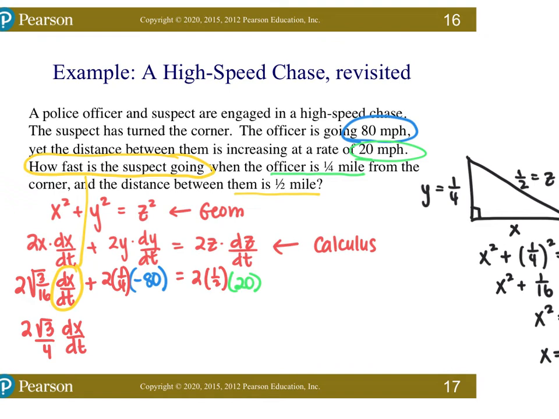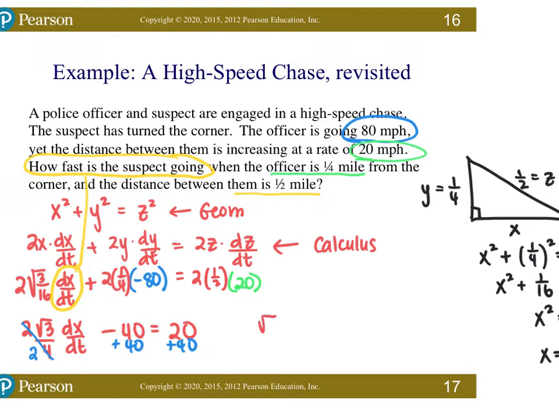And we can reduce the 2 and the 4. Then we've got minus, so 2 times 1/4 times 80 is minus 40. And then 2 times 1/2 times 20 is 20. So we should be able to solve this by reducing and adding 40 to both sides. Okay, so I'll also add 40.